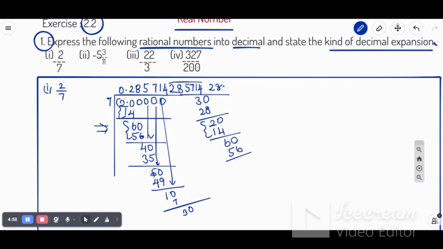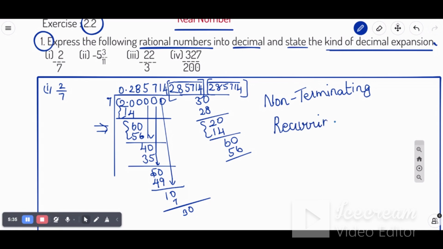So this is how you decide whether it is terminating or not. It is not terminating. It keeps on going and gets repeated. So our conclusion is it is non-terminating, because non-terminating means it is not stopping. Also, this has a recurring. Recurring means it keeps on occurring or repeating. So these are getting repeated. So you can write your answer as non-terminating and recurring. They have asked to state the kind. This is the kind of your decimal expansion.